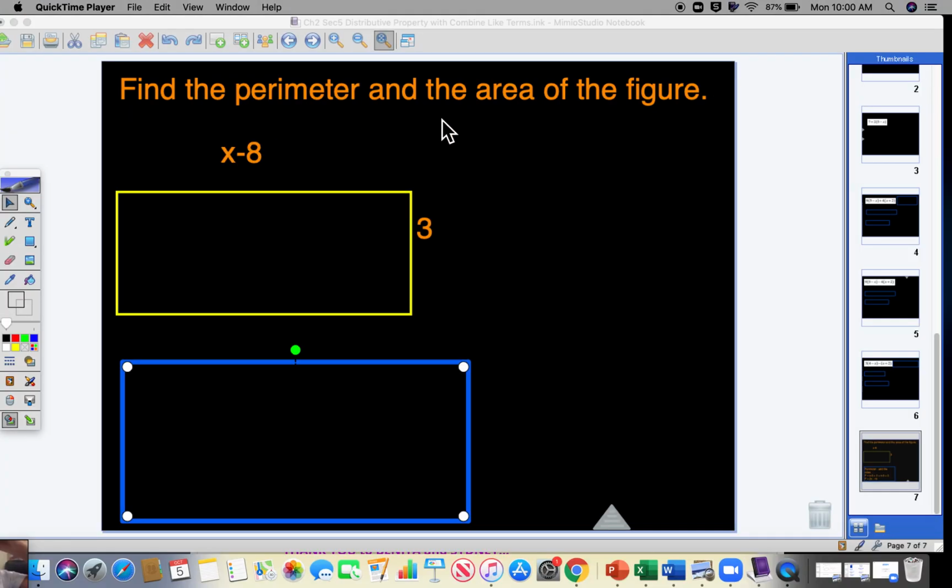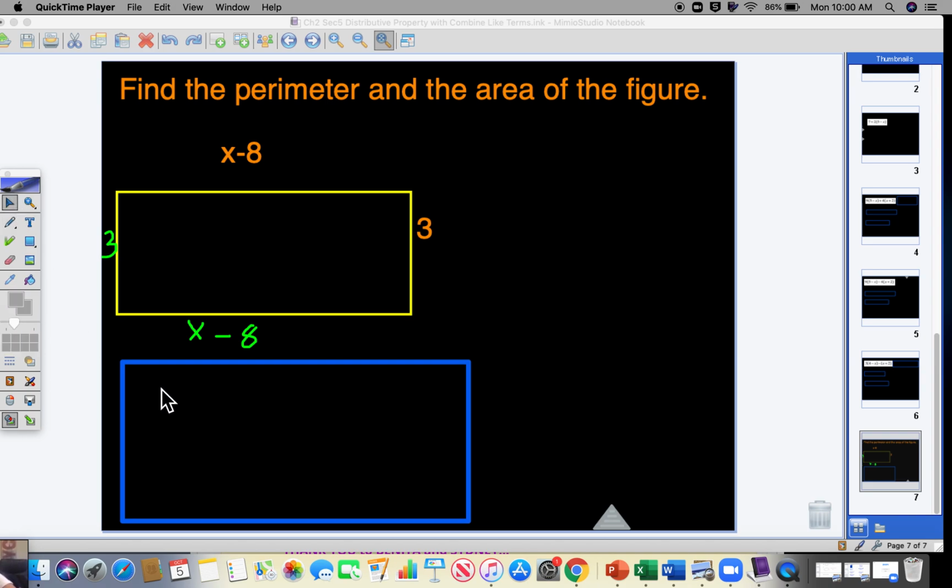When we're looking at find the perimeter and the area of the figure. So we can see that the length is x minus 8. So we have x minus 8 here, and we have it here. And we have 3 here and 3 here. So what I like to do is write that on the side. So I'm going to write my 3 right over here. And I'm going to write x minus 8 down here so I can see it. And I realize for perimeter I have to add all my sides, so I want to make sure I have everything in front of me.